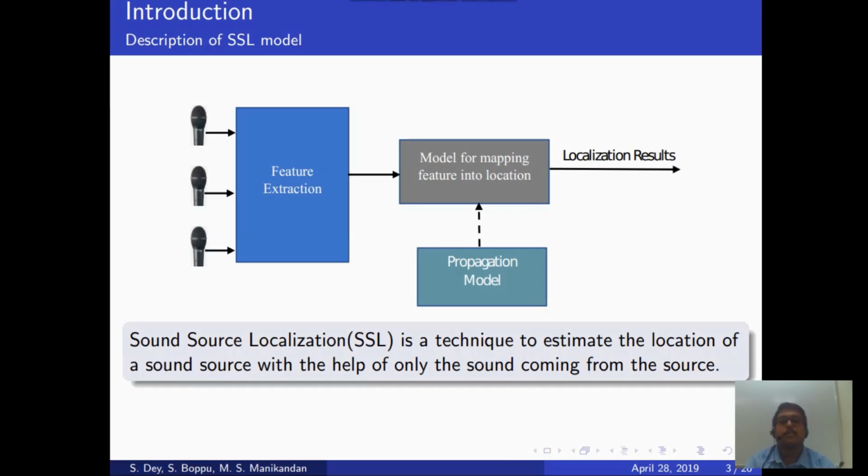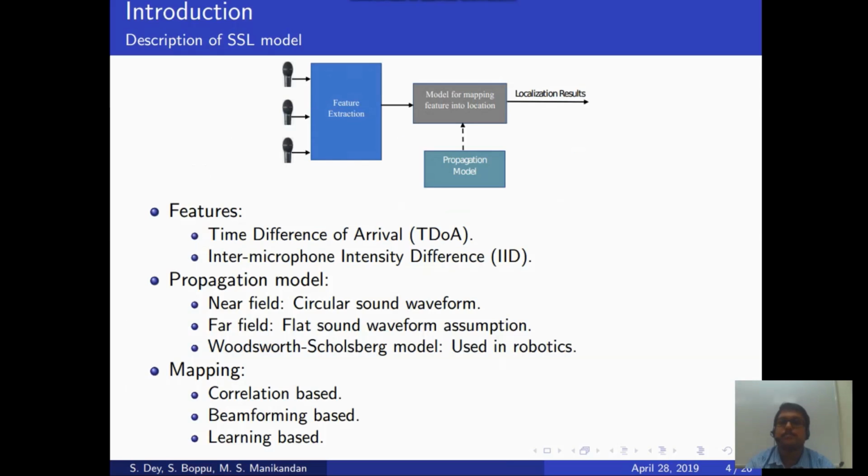Sound source localization is a technique to estimate the location of a sound source with the help of only the sound coming from it. The basic block diagram of a sound source localization system is shown. It uses a microphone array. From the microphone array, features are extracted. With the assumption of a propagation model and a mapping function, these features are mapped into locations.